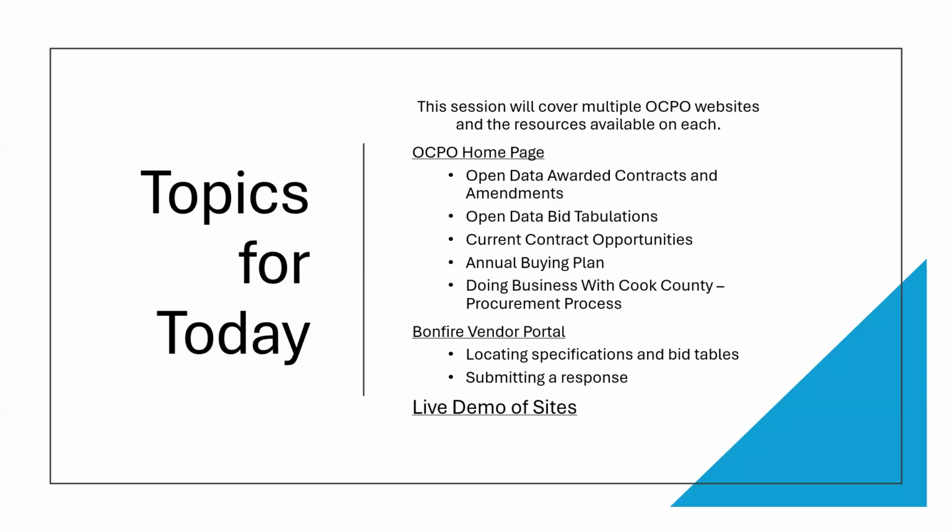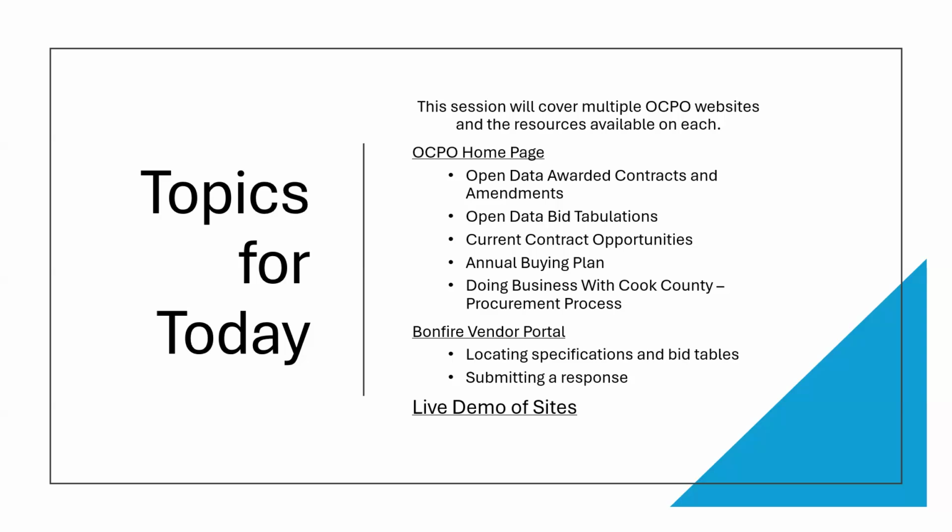So we're going to cover our homepage, which has the awarded contracts and amendments page that I was mentioning in some of the other presentations. We're going to go over the bid tabulation page, and I'll explain what that is throughout the presentation also. How to locate our current contract opportunities on the OCPO homepage, although all it does is redirect to Bonfire. But just in case you guys miss the link, I can show you where to find that.